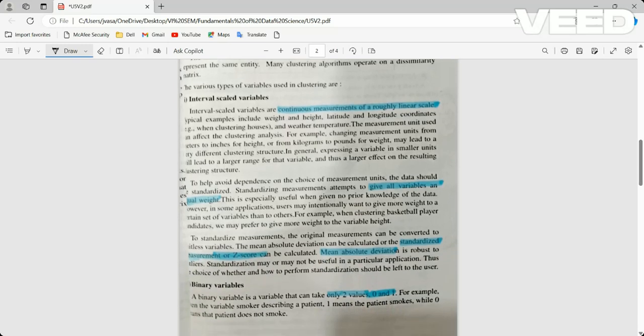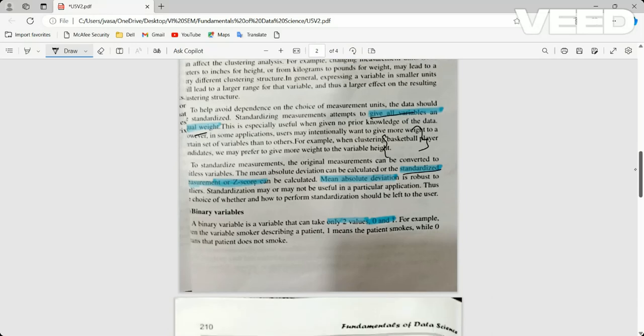Then we have interval scaled variables. We have continuous measurements of roughly linear scale, which will keep on changing, with all the variables given equal weight, where we can just standardize these interval scaled variables. When a group of variables is there, we can just find out the standardized measurement. Z score can be calculated and mean absolute deviation can be calculated. This is the third type of data.